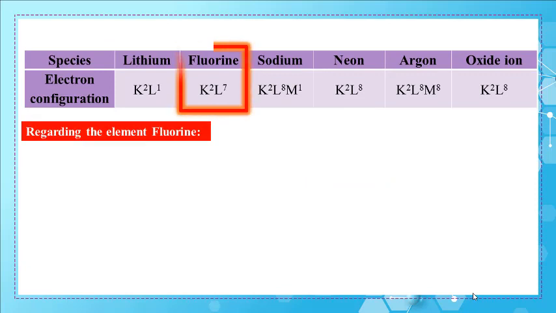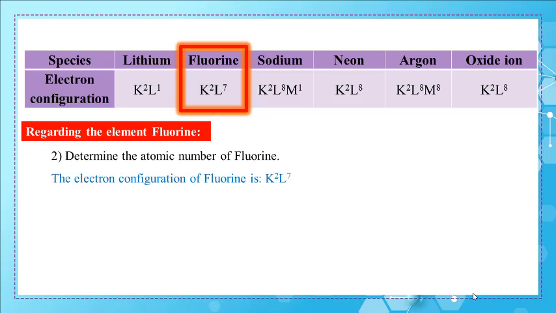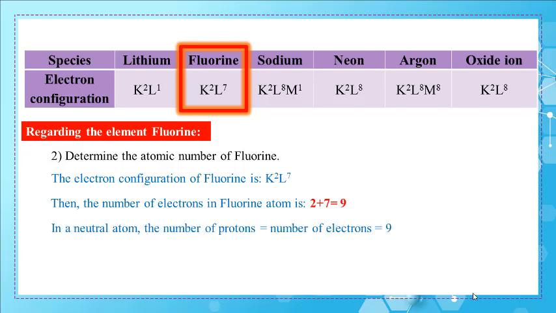Regarding the element fluorine, determine the atomic number of fluorine. The electron configuration is K2L7. Then the number of electrons in a fluorine atom is 2 plus 7 equals 9. In a neutral atom, the number of protons is equal to the number of electrons, which is 9. Thus, the atomic number Z of fluorine equals the number of protons, which equals 9.